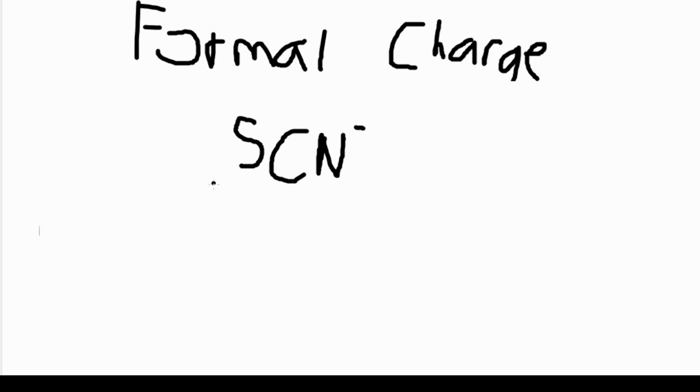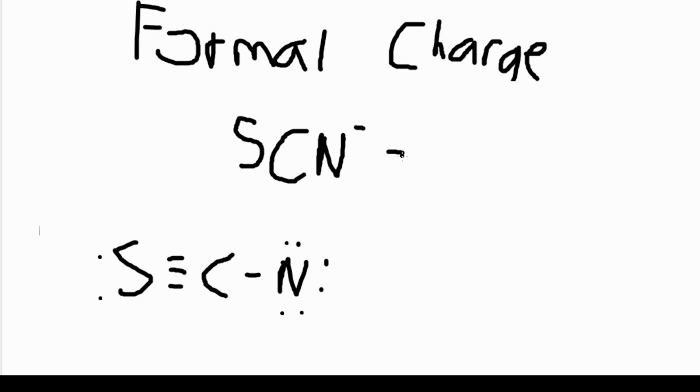So there's a couple of different ways that could theoretically be valid for drawing SCN minus, and I'm going to draw them out right here. So one way we could draw it is like this. And if you don't believe me, we have 4 valence electrons from carbon, 5 from nitrogen, 6 from sulfur, and then 1 more from here, so that gives us 16 valence electrons, and then we have 2, 4, 6, 8, 10, 12, 14, 16 here. So that's one way. But I could also draw it like this.